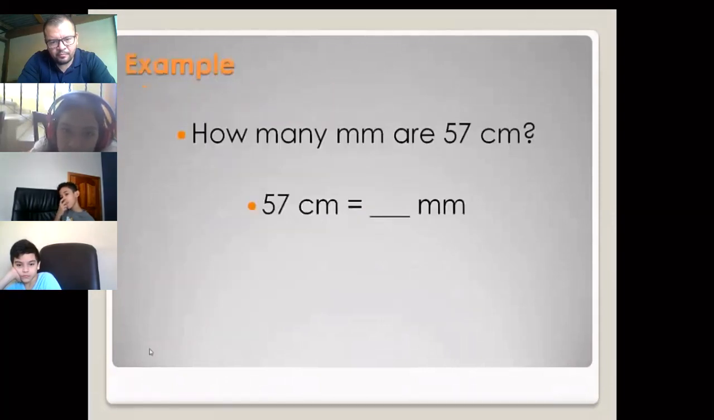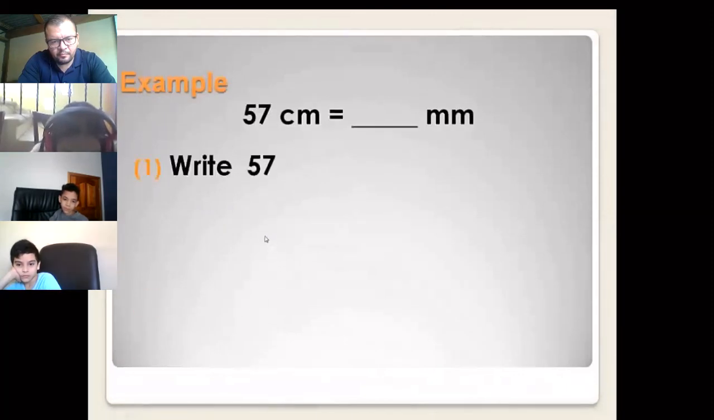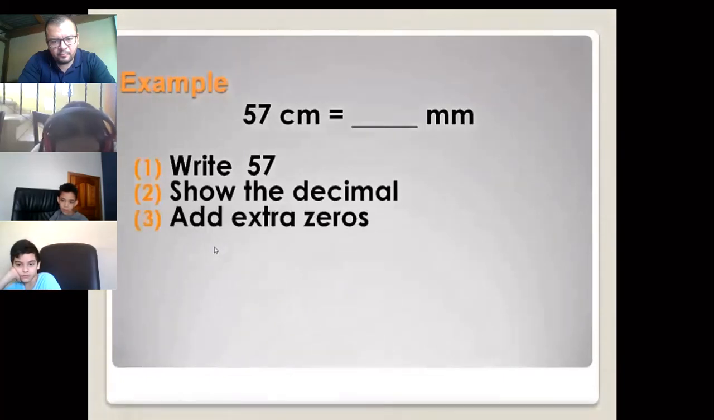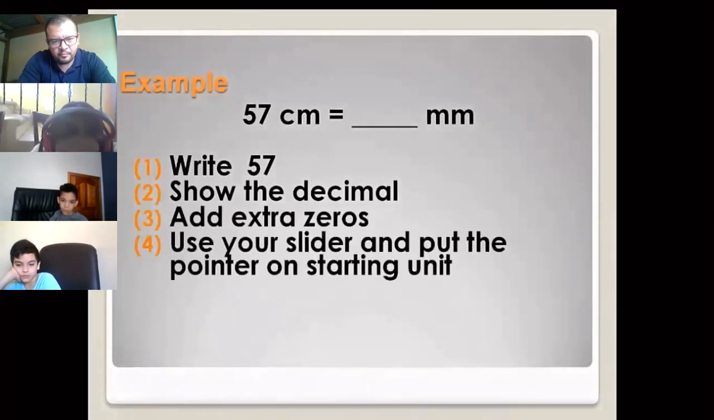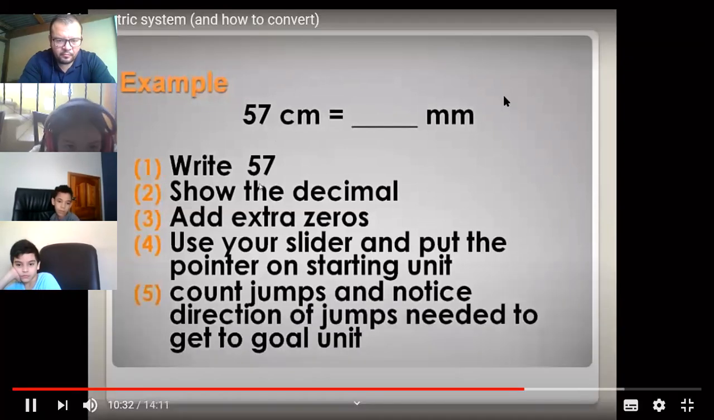So let's do an example. How many millimeters are in 57 centimeters? So the number we're starting out with is 57. We're going from centimeters to millimeters. So we're going to write the 57. We're going to show the decimal. We're going to add extra zeros. Use our slider to put the pointer on the first unit, the starting unit, in this case centi, and count the number of jumps and notice the direction needed to get to milli.